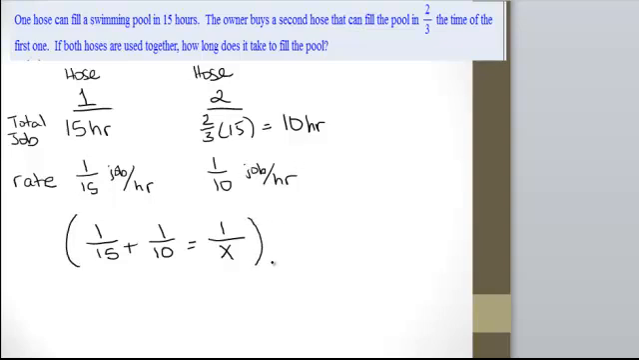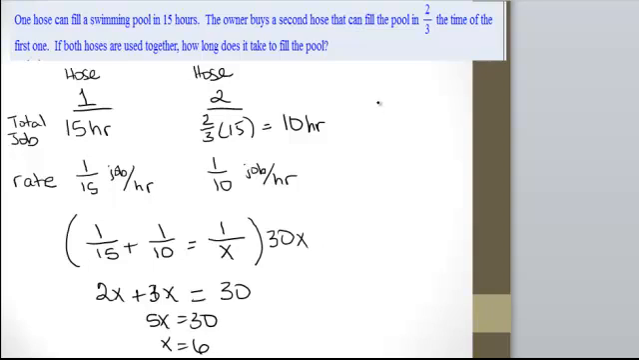So what we need to do is multiply by the least common denominator, which will be 30x. When you multiply 30x times the first fraction, we end up with 2x. 30x times the second fraction would be 3x. And then 30x times 1/x would just give us 30. Combine your like terms and divide by 5. So x is equal to 6. That means it would take them 6 hours working together.